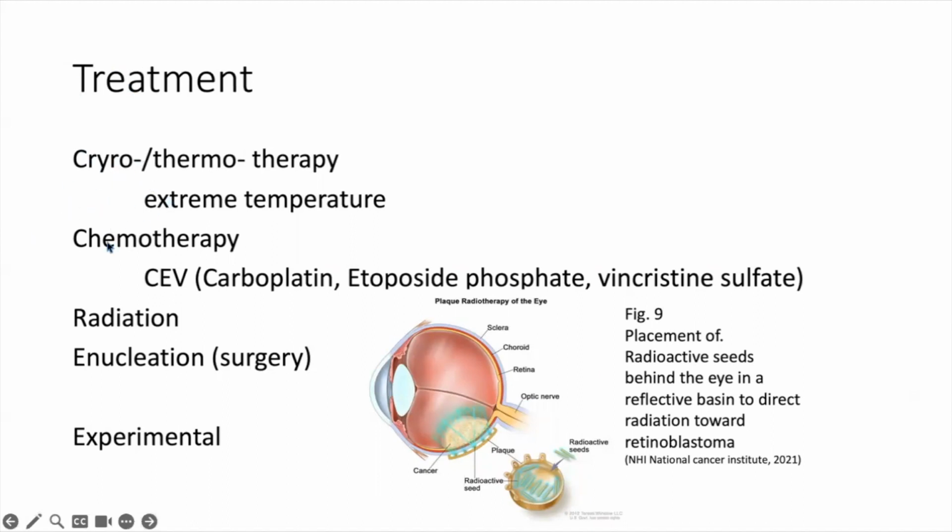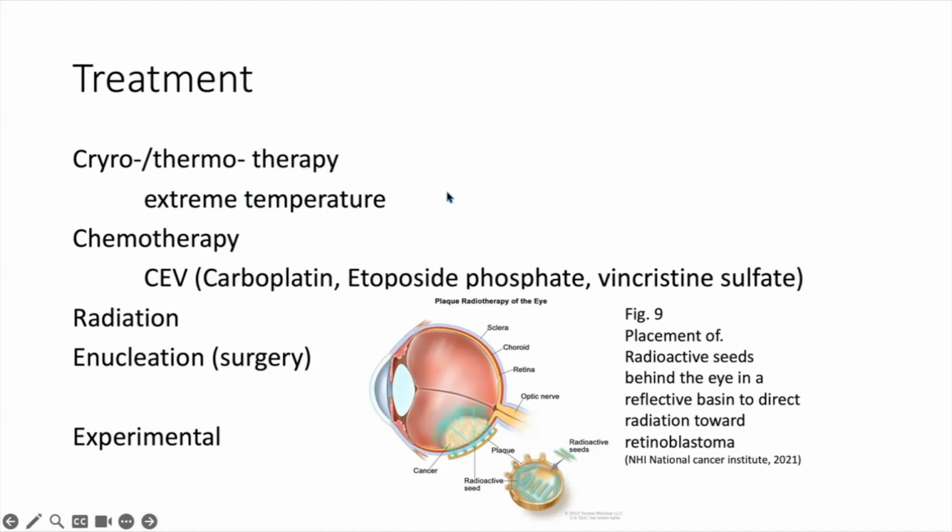Chemotherapy is currently used as a cocktail called CEV. This contains carboplatin, etoposide phosphate, and vincristine sulfate. Carboplatin will cause cross-linkage of DNA, resulting in cell death. Etoposide phosphate will result in the excretion of DNA from the cell body and is the main factor in toxic buildup within the blood.